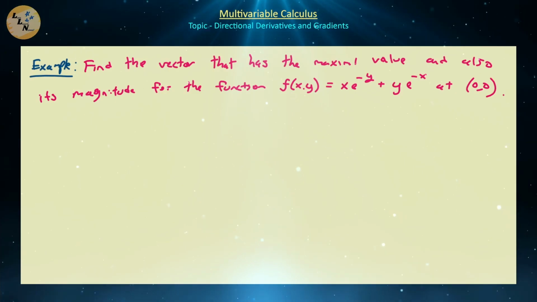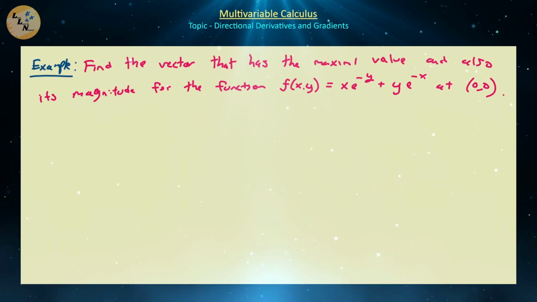So let's consider the following problem. Let's assume we're interested in finding the vector that has the maximal value, and also its magnitude, for the function f(x, y) = x e^(-y) + y e^(-x) at the origin (0, 0). So the first thing we need to figure out is the partial derivative with respect to x and the partial derivative with respect to y of f, because we know that the vector that has the maximum value is going to be the gradient of the function at (0, 0).